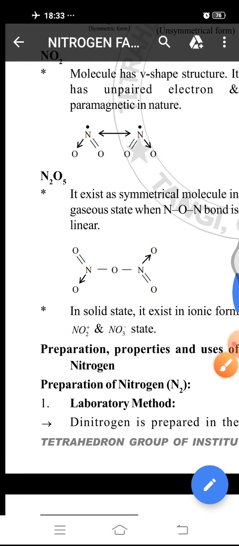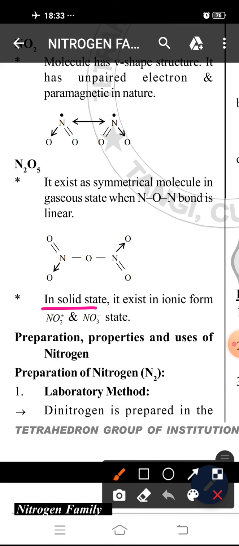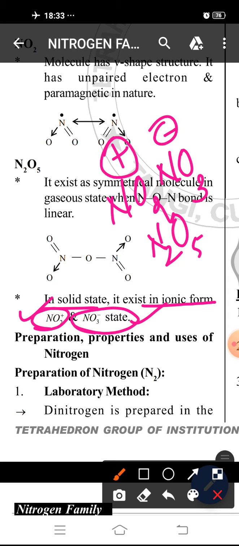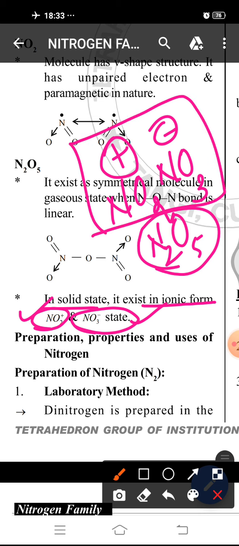Next, in the solid state, it exists in ionic form, that is NO2 plus and NO3 minus. N2O5 becomes one NO2 plus and one NO3 minus. The plus and minus give a neutral compound, so N2O5 in the solid state exists in this form, NO2 plus and NO3 minus. Okay, so these are the oxides of nitrogen.